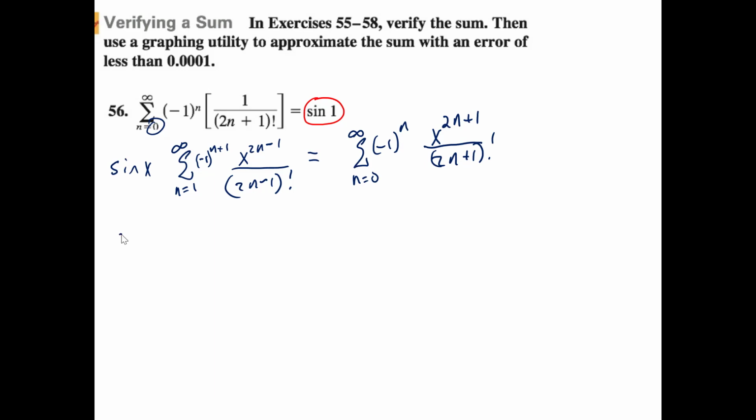And so then the sine of 1, we just replace the x with 1, and this will be the summation from n equals 0 to infinity of -1 to the n, and then over 2n plus 1 factorial. We just replace the x with 1, and 1 to any power is 1. And so that's the sine of 1.